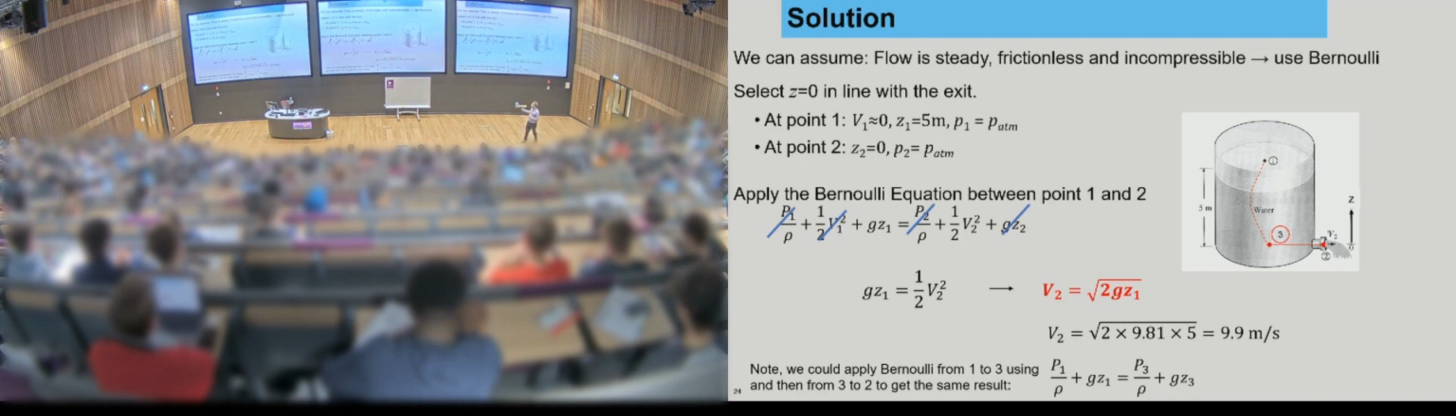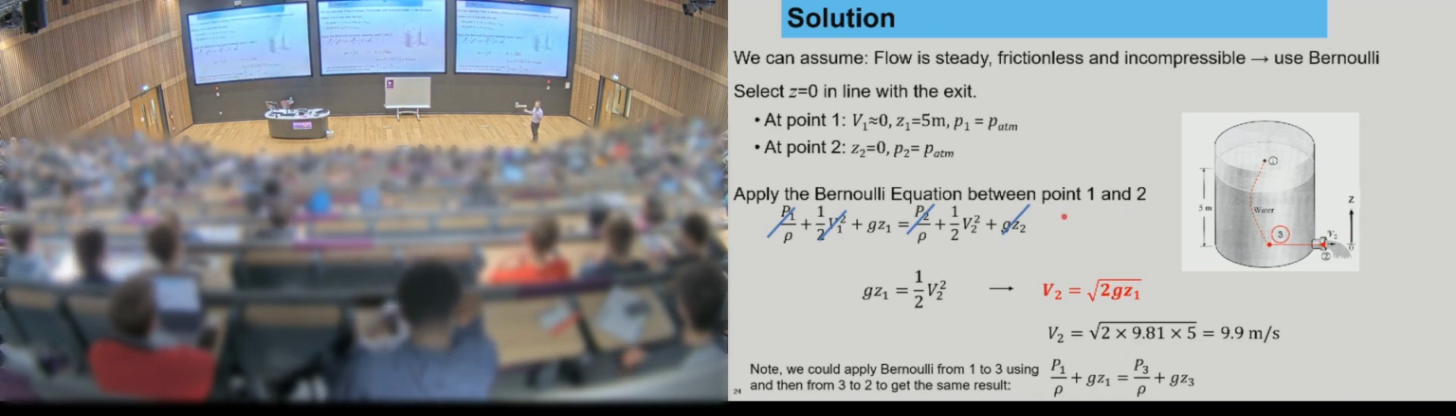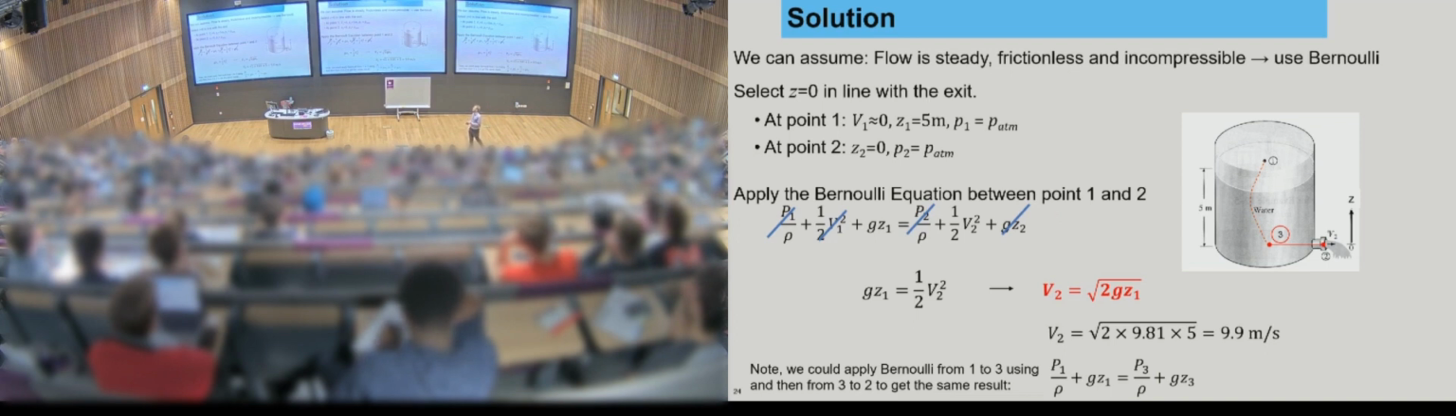Now, I said note point 3. We could have just applied Bernoulli from point 1 to point 3, which is what we did with the hydrostatic tank on the previous page, and then applied Bernoulli from point 3 to point 2. In this way we would have got the same result. I leave it to you to go and prove it to yourselves at home. A nice little exercise to see if you're understanding Bernoulli. We could have used that information that we just had.